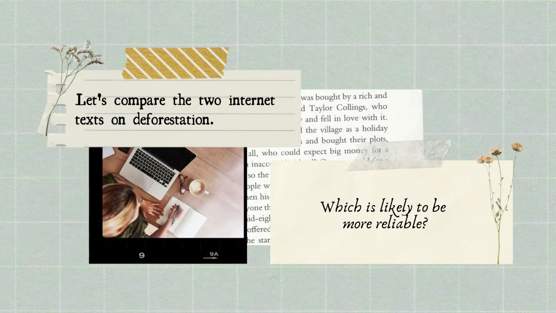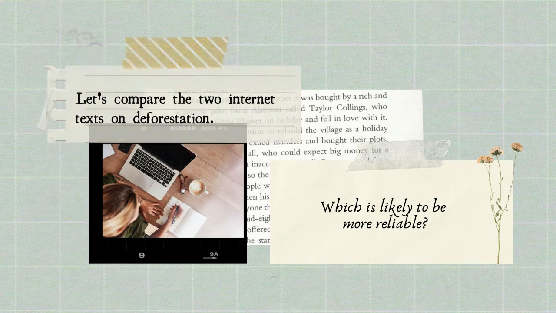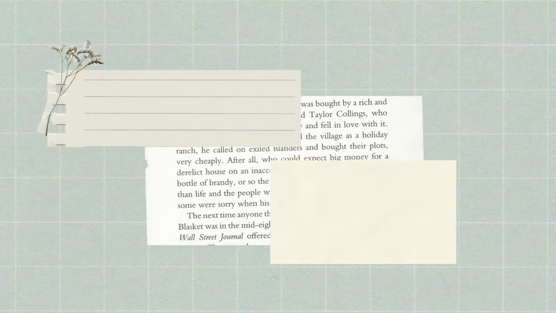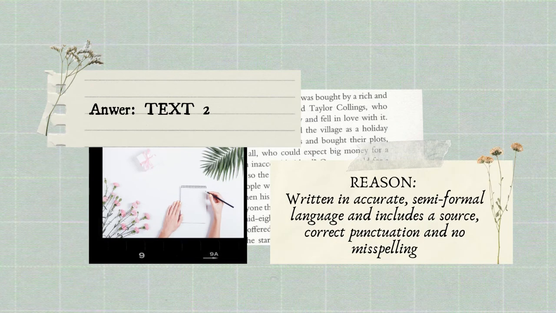Now, try to compare these two internet texts on deforestation and analyze which one is likely to be more reliable. Have you decided which one is more reliable? The answer is text number 2. As you can see, it is written in accurate semi-formal language and includes a source. Somehow, it makes it more likely to be a reliable source to use.